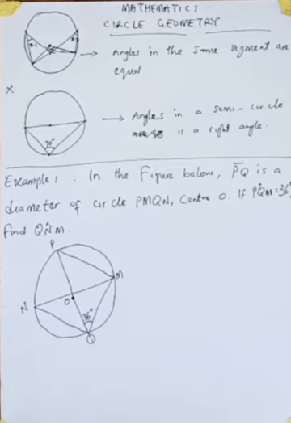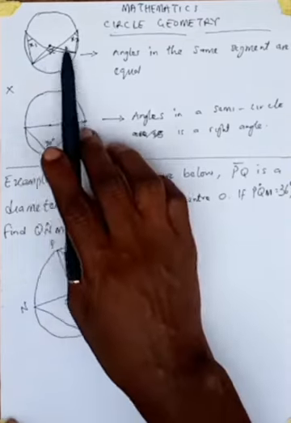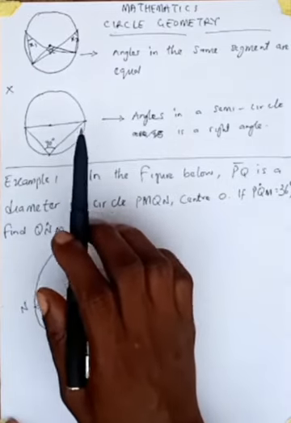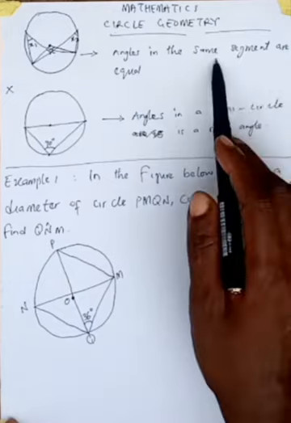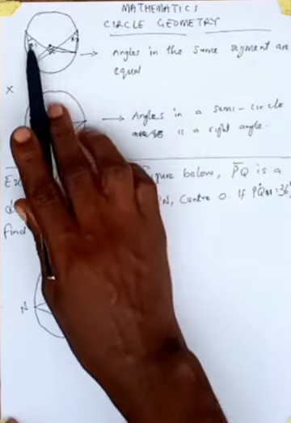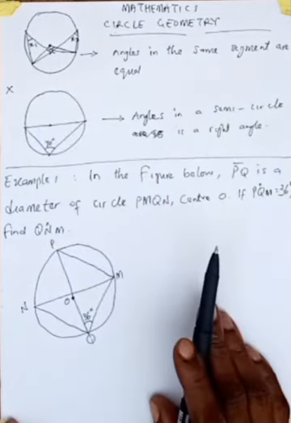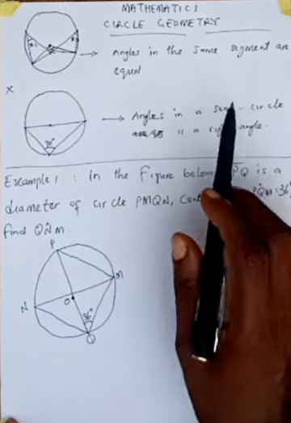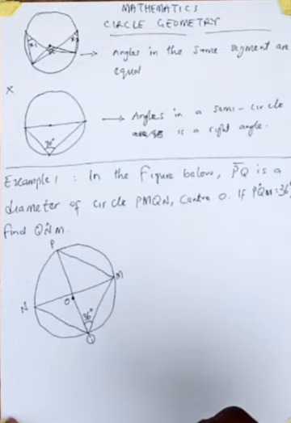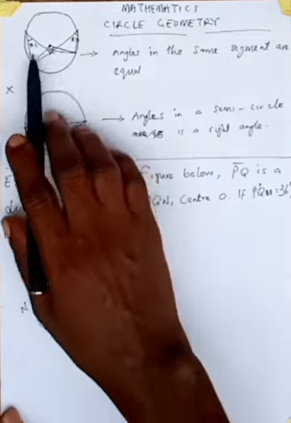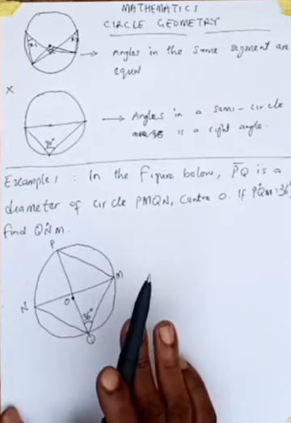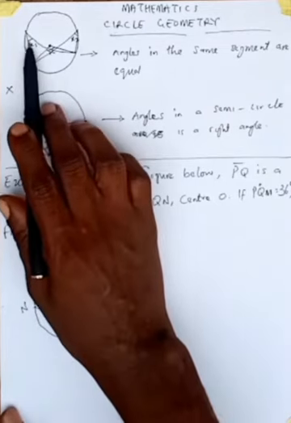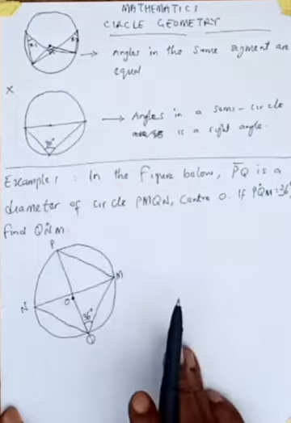For instance, when we observe what we have here, for us to discuss angle in the same segment at all, it is making reference to angle at the circumference. So it's only angle at the circumference that has the property of being in the same segment. When we observe this clearly, we see that there are two angles at the circumference. This is one angle at the circumference, this is another angle at the circumference.